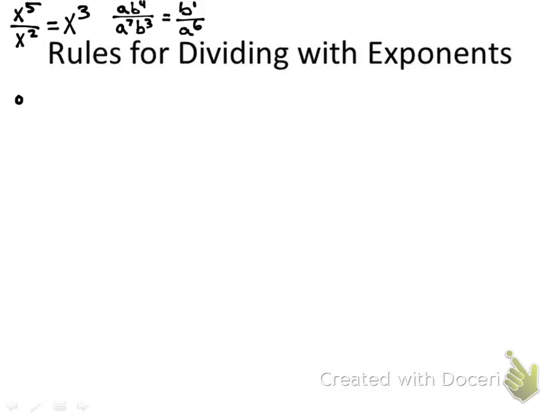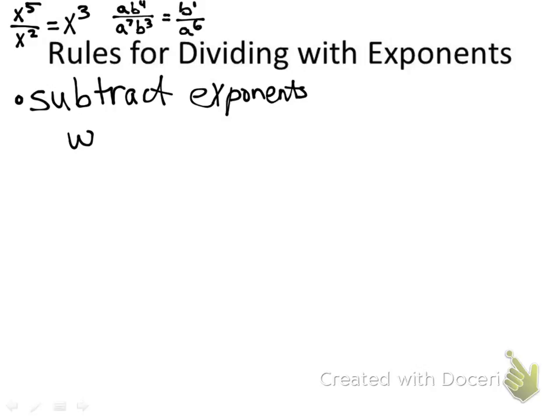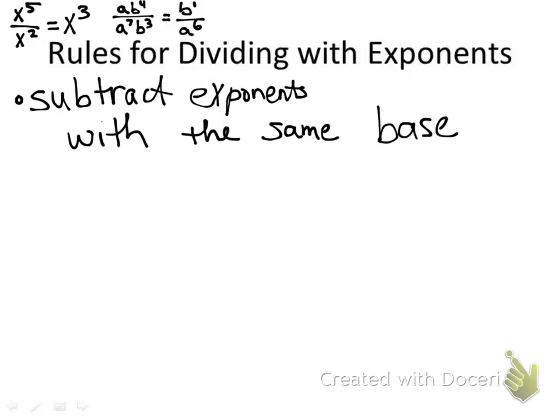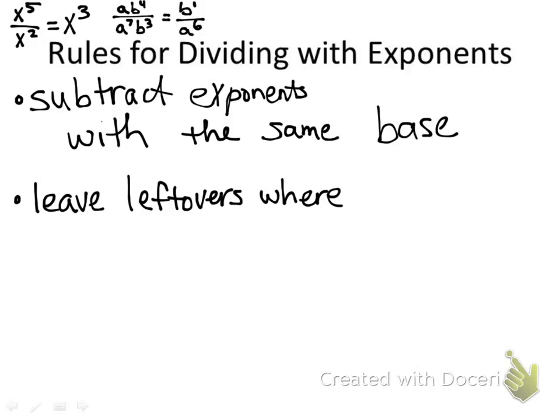Yeah, so whenever we're doing this, the division rule is just to subtract the exponents with the same base. So we're going to subtract the exponents with the same base, and then we're going to leave the leftovers where the bigger exponent started.